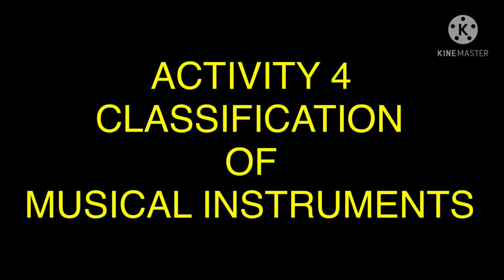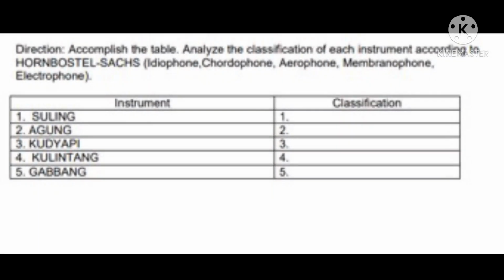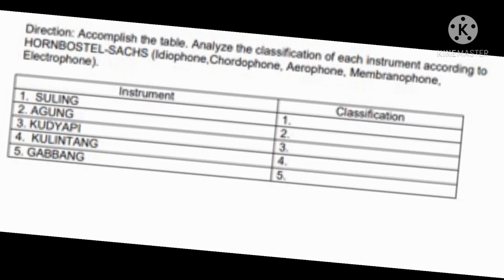Now let's proceed with our activity 4, classification of musical instruments. Direction: accomplish the table. Analyze the classification of each instrument according to Hornbostel-Sachs: idiophone, chordophone, aerophone, membranophone, or electrophone. We have number 1, suling. Number 2, agong. Number 3, kudyapi. Number 4, kulintang. Number 5, gabang.